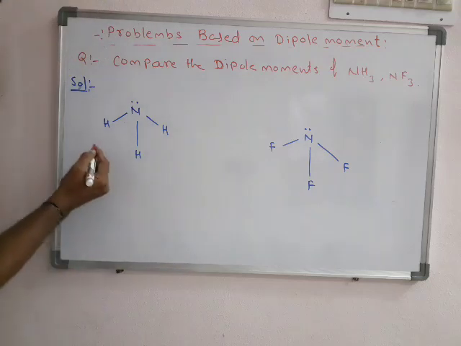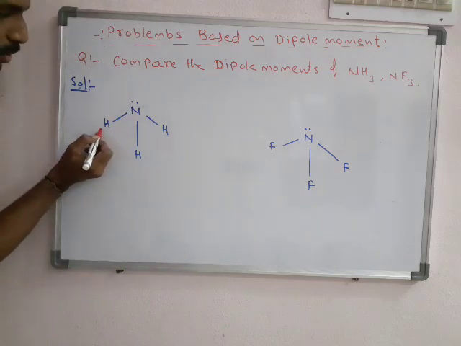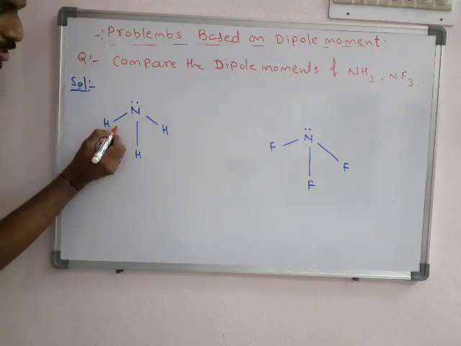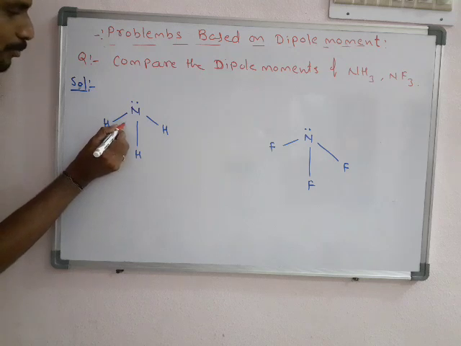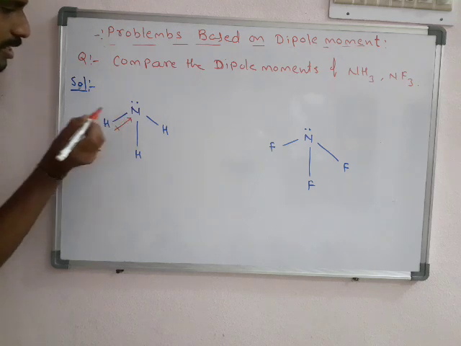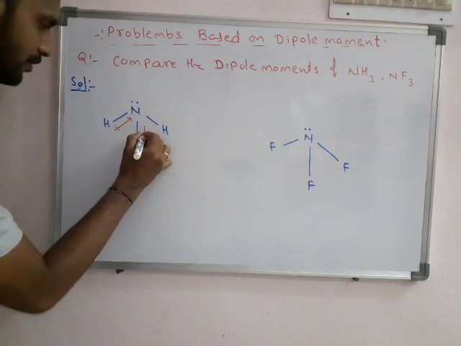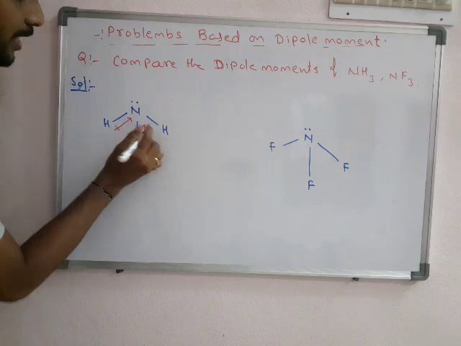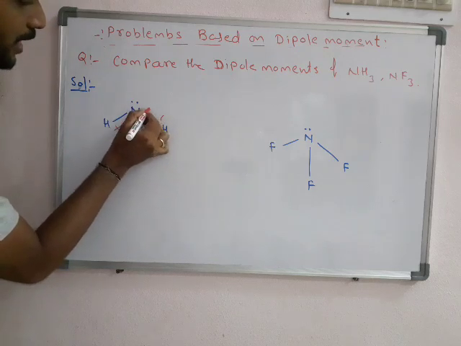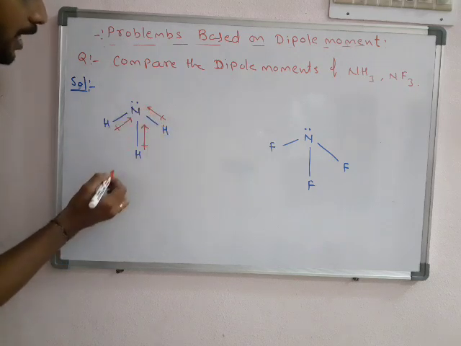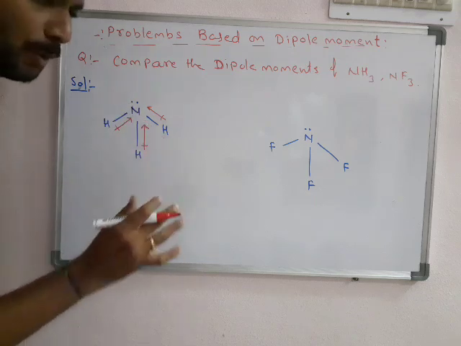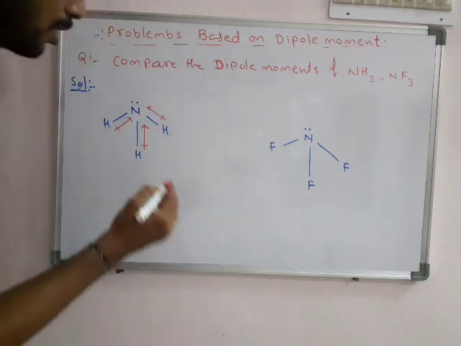Okay, see here, nitrogen is more electronegative, so the dipole moment direction is towards the nitrogen. Here the dipole moment direction is the same, towards the nitrogen. Here also the same. Next, what about the lone pair? So the lone pair also has its bond dipole moment in the lone pair direction.